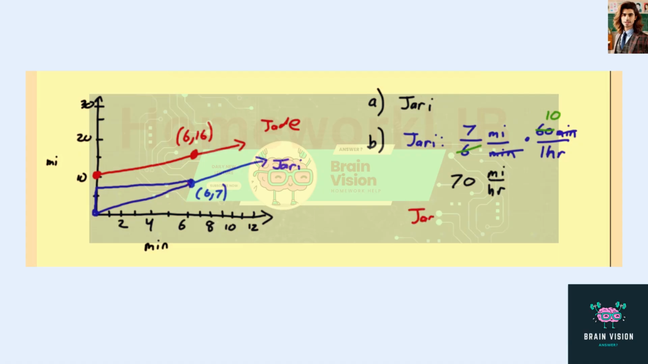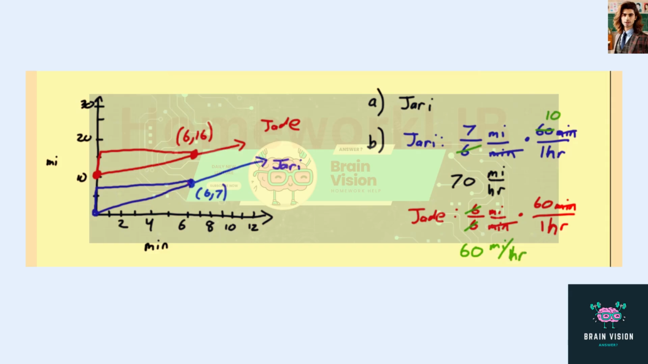Now we're going to do the same idea for Jade. She starts at the ordered pair 0, 10. So to get to the ordered pair 6, 16, we go up 6 units and we also go right 6 units. So our slope would be 6 over 6. Again, this would be miles per minute. So to convert to miles per hour, we multiply by 60 minutes over 1 hour, again because the units for minutes cancel. Well, 6 over 6 is equal to 1. So these terms cancel. So we're really just left with 60 miles per hour.